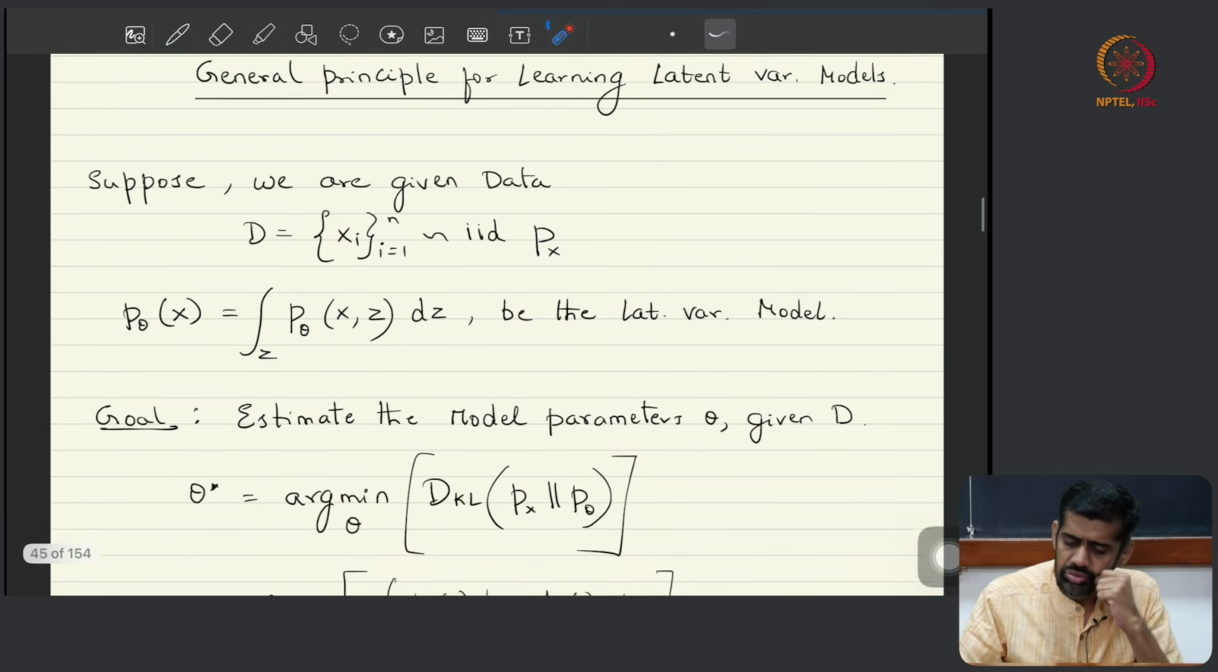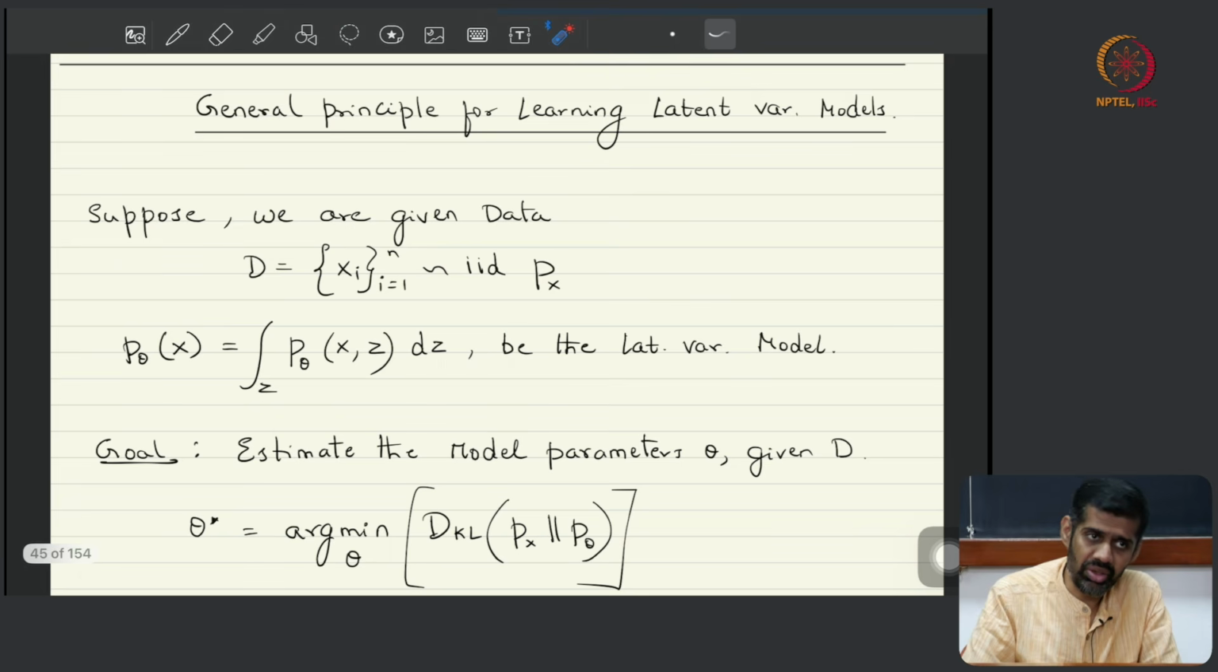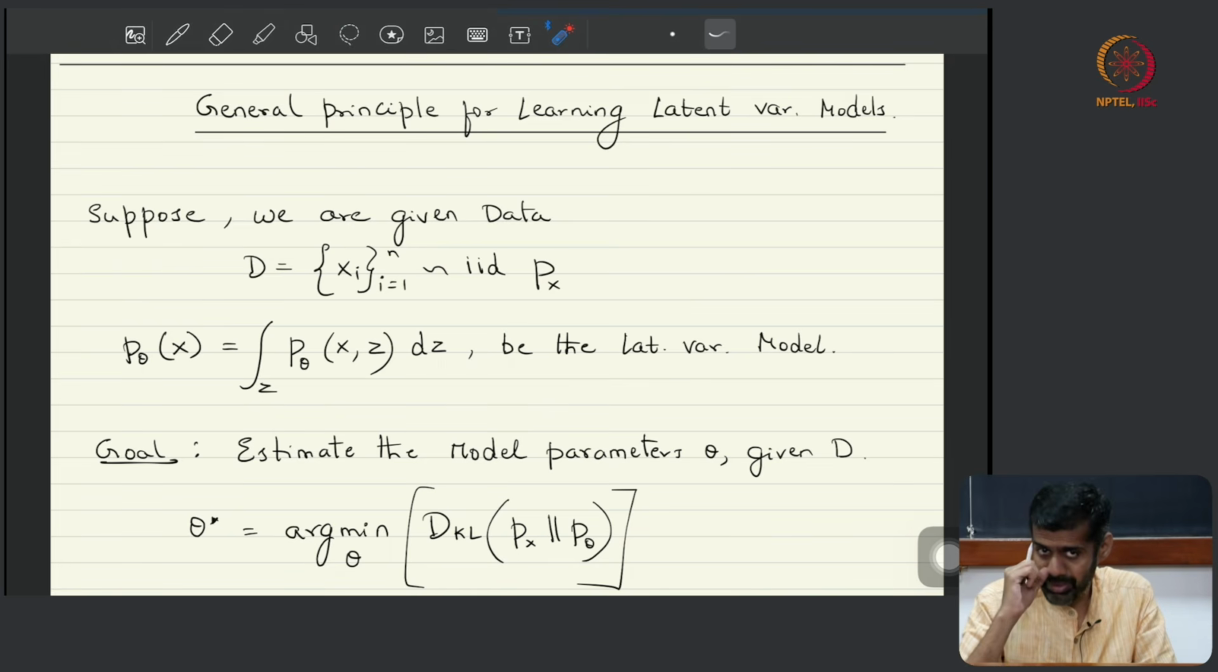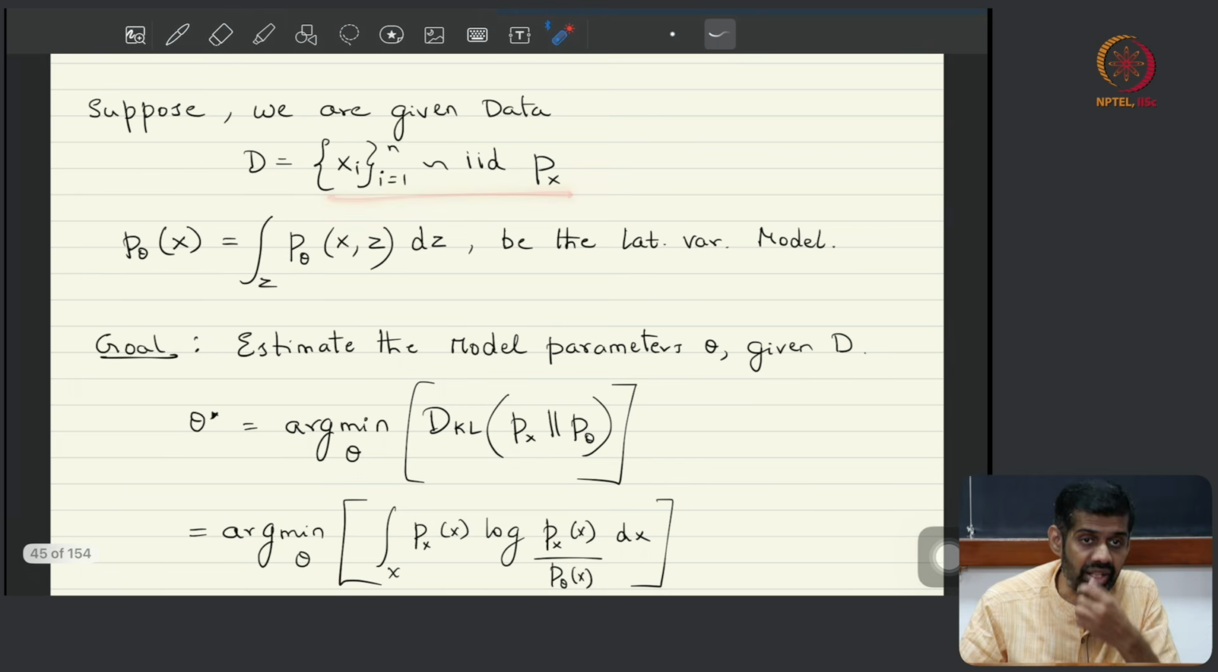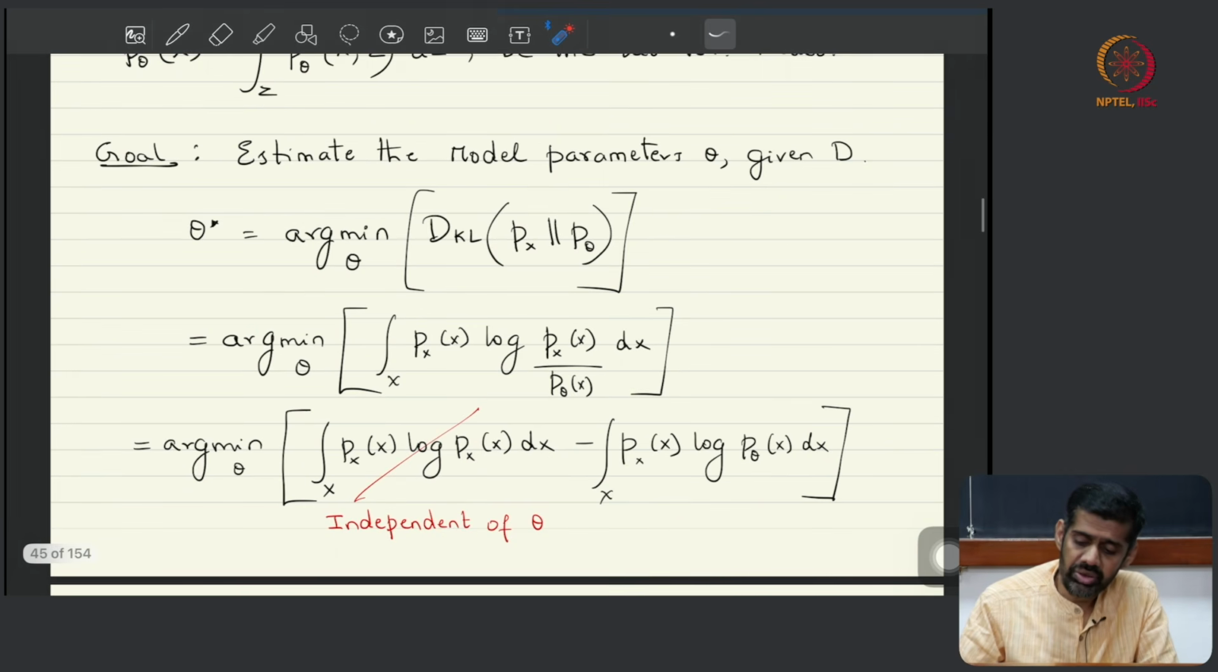So, what is the general principle for learning latent variable models? It is the standard process of maximum likelihood estimation. Typically in latent variable models, the divergence metric that is used is KL. There are constructions where latent variable models are built using some other divergence metrics as well, but mostly it is the KL divergence that is used. Suppose we are given n data points that are sampled i.i.d. from an unknown distribution. P theta is given as the marginal of the joint distribution between x and z. The goal is to estimate the model parameters theta given D, and the metric that we are using is the KL divergence.